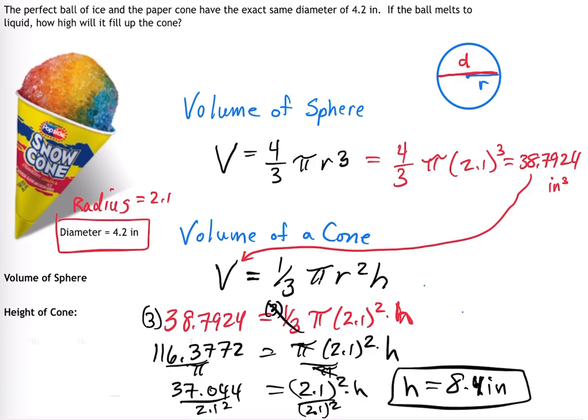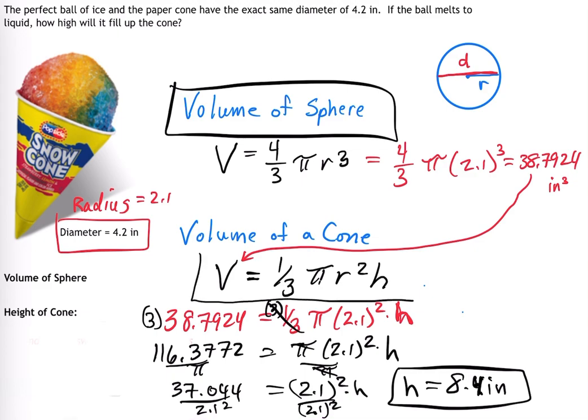That's how you do it. Find the volume of your sphere first, then use that same volume in the formula for the volume of a cone, 1/3 pi r squared times the height. Solve for h, and then you're done.